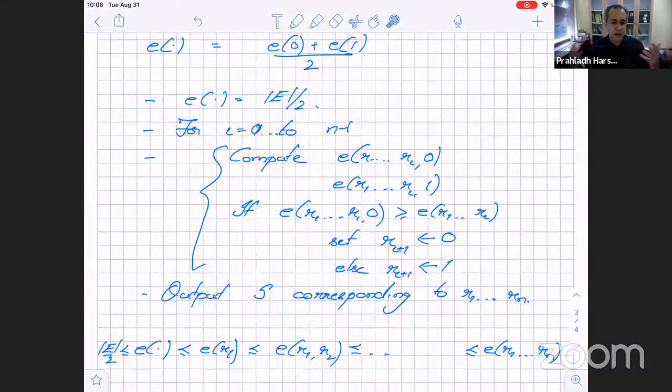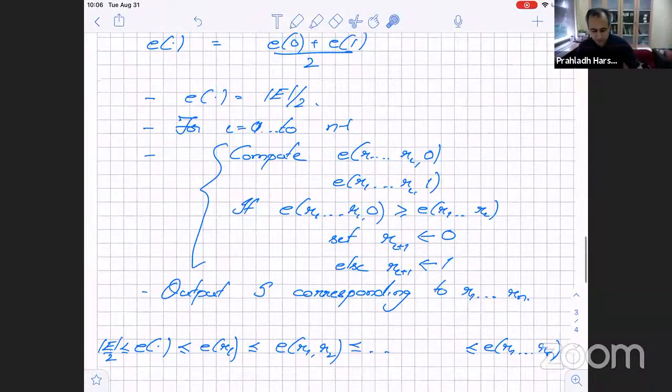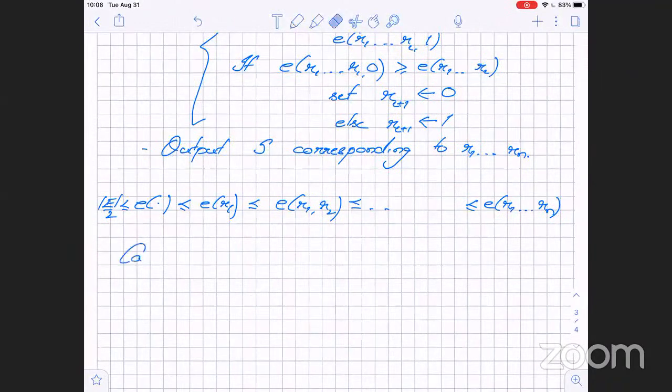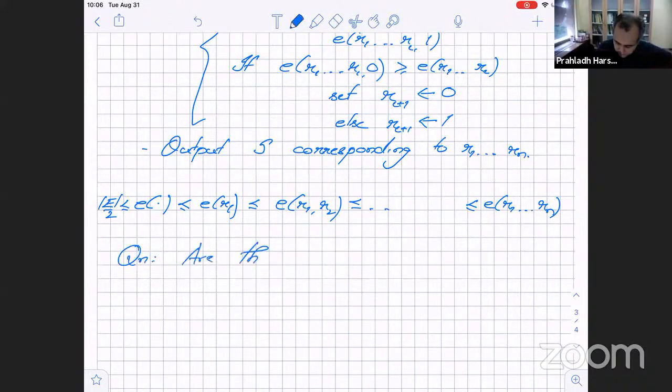So all of these algorithms depend on the fact that you can compute these conditional probabilities or conditional expectations efficiently along the way. This might not always be the case. For this particular case of max cut, let's see if we can compute it. So is the setup clear so far? The question I want to ask now is: are the conditional expectations E of R1 to Ri easily computed?